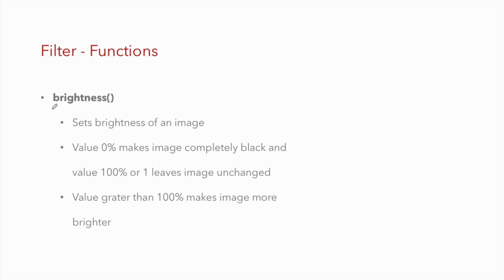Moving forward, we will talk about the brightness. It sets the brightness of an image, and the 0% value makes the image completely black, and 100% or 1 leaves the image unchanged. A value greater than 100% will make the image brighter.